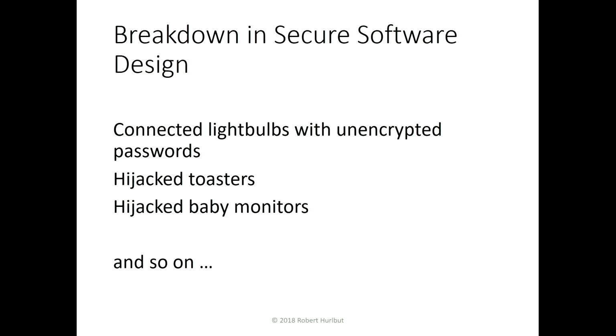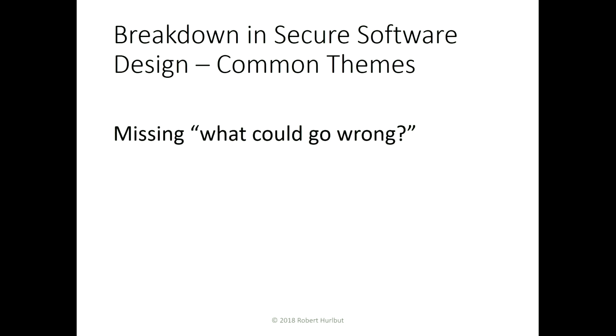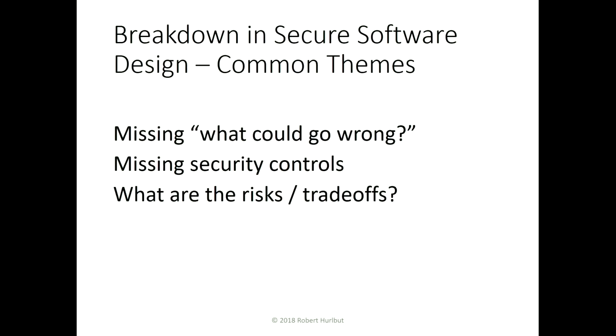So we've seen these examples, and lots of examples out there. But what are the common themes? Well, I think one of them is that they're missing the "what could go wrong?" question, from what I can tell. What could go wrong here, and are we thinking about all the possibilities? And the other thing, pretty obvious with the lack of authentication and access control in the pacemaker and so on, is that they're missing some security controls of some sort. Something's missing.